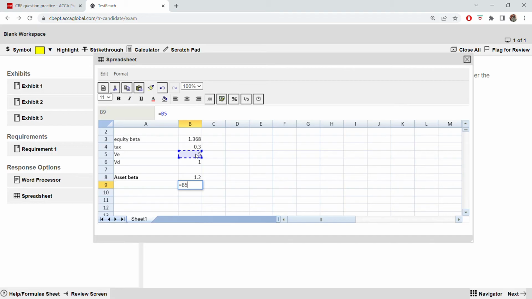5 plus 1 into, now put the bracket, 1 minus 0.3. Downside only you have to do. 5.7. Okay. Next is easy. What is it? This multiply by 5 and divide by 5.7. Here you do not need bracket. Automatically it will show you 1.2. You see?